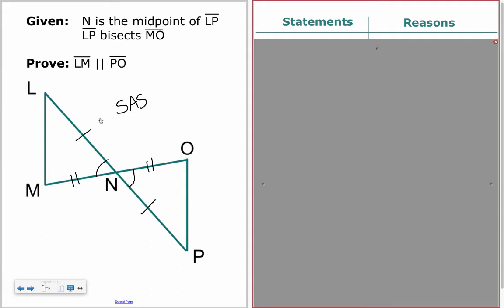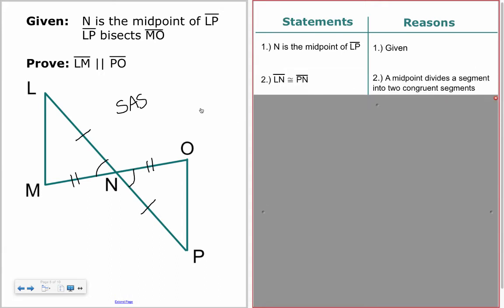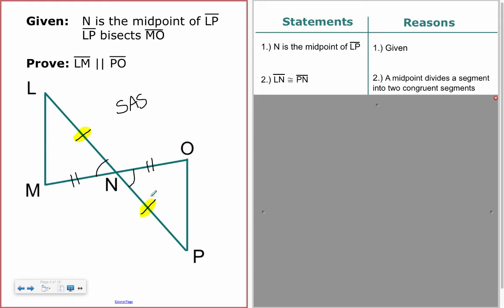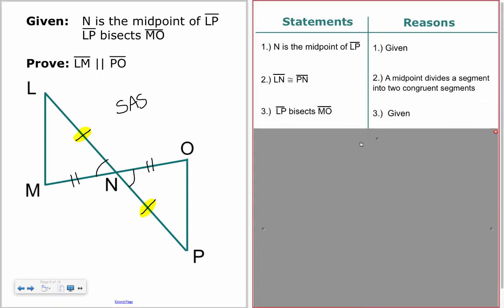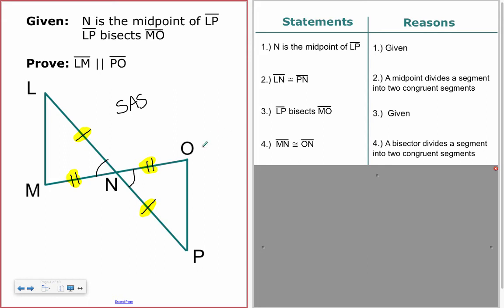And as we write it out, I'm going to highlight the markings to just show that we went ahead and completed it. So we have N is the midpoint of LP. Given, well, that gives us that LN is congruent to PN, because a midpoint divides a segment into two congruent segments. Next, we have that LP bisects MO, and we know a bisector divides a segment into two congruent segments, so that gives us this and this.